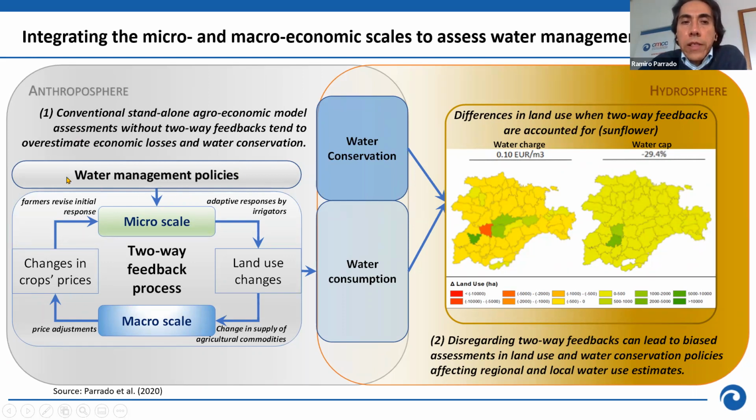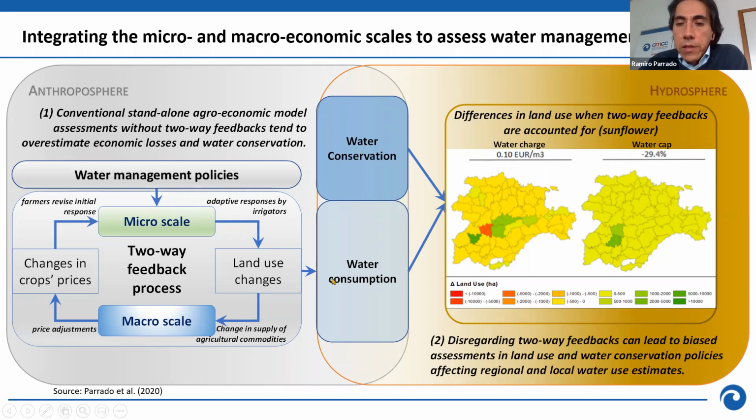In this case, we also analyzed some water management policies, basically a water charge with different levels, and also a water cap, to compare what would be the policy options that we have if we want to implement either of the two. As the basic results of this example, we can say that conventional standalone agroeconomic model assessments without two-way feedbacks tend to overestimate losses on water conservation, confirming what we found out in the previous paper.